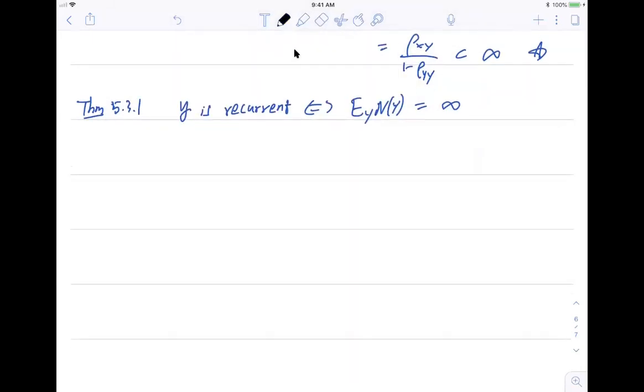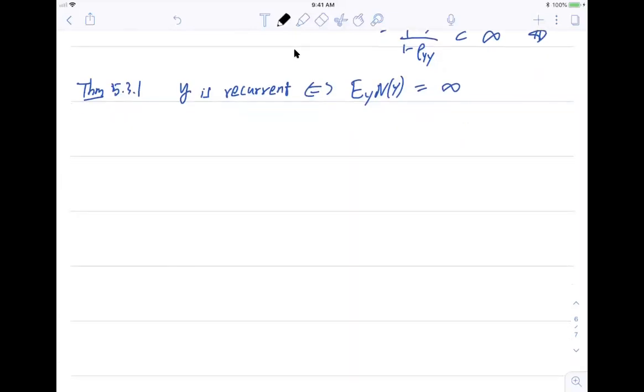Okay, so this is a very easy theorem. So I want to prove another theorem. To show this, let's just see one example.